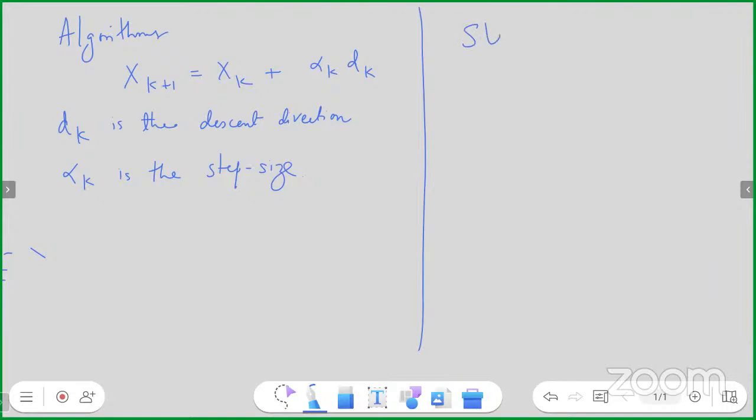What was steepest descent? So d_k is equal to minus gradient. All right, and we saw something interesting about it. What was that? What we showed rather was that pick any d_k such that del f(x_k) transpose d_k is less than 0. It's a descent direction. And among all possible choices, picking this gives you the largest decrease.